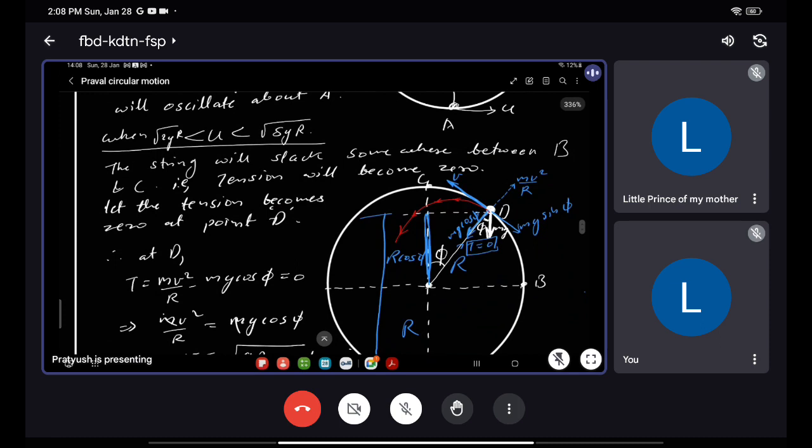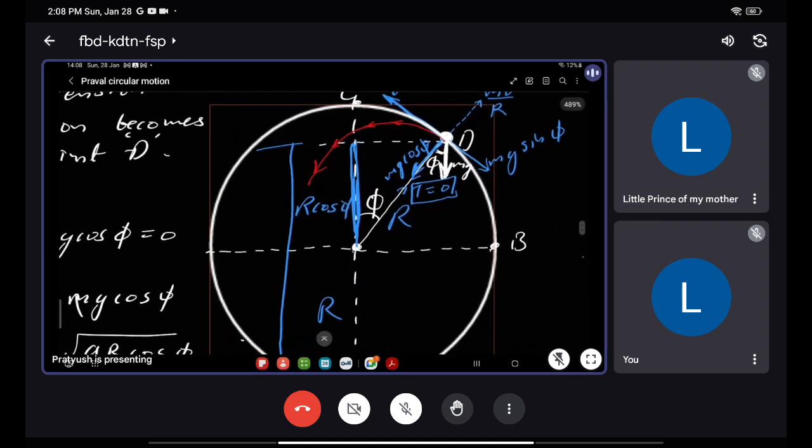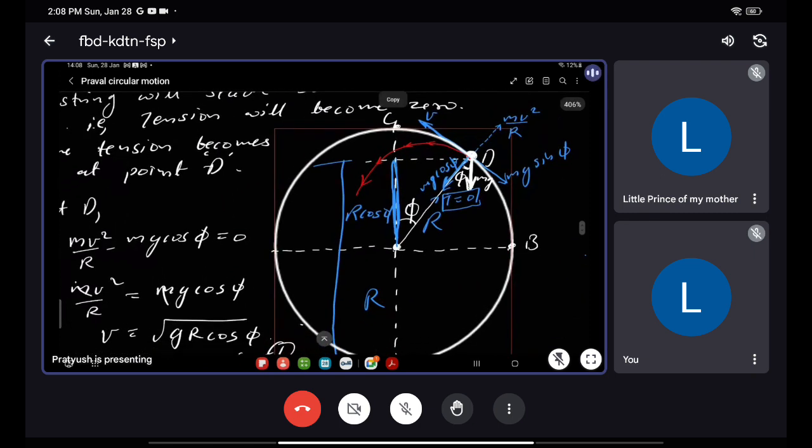When the velocity is in between under root of 2gr and under root of 5gr, then what will happen? Now in this case, it will perform a projectile motion from point B. Draw the diagram.